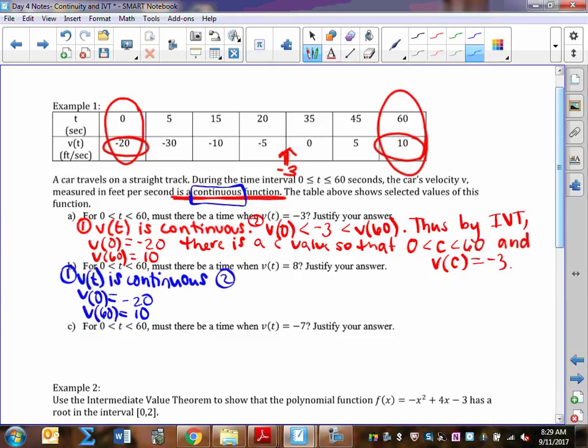And it does. So we can go ahead and establish that v of 0, which we already said is -20, is less than 8, the point in question, which is less than our other endpoint, v of 60, which we said is 10. Alright, so we've met the conditions. It's continuous, our endpoints are different, and that y value falls in between. So those were all the conditions.